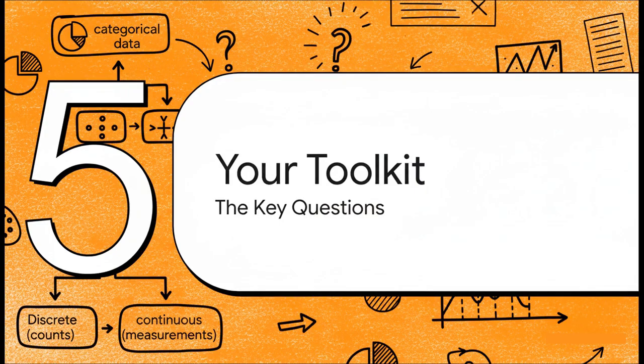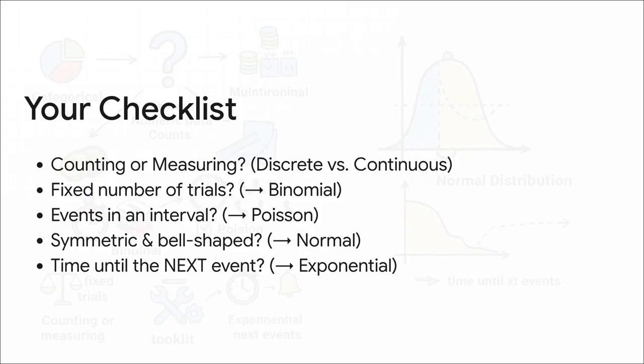Whew, okay, we have journeyed through all three main paths, from categories to counts to measures. So now let's pull it all together into a simple, practical toolkit that sums up all those key decision points for you. So here it is, your final checklist. It all starts with that first big question. Are you counting or measuring?